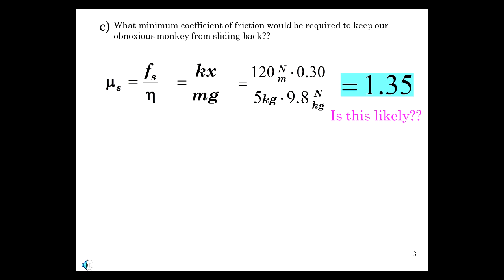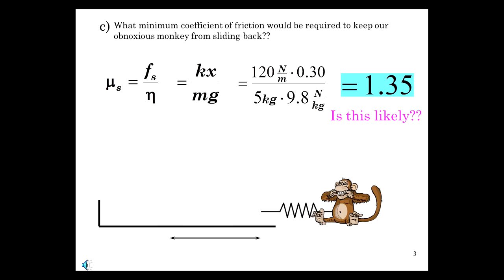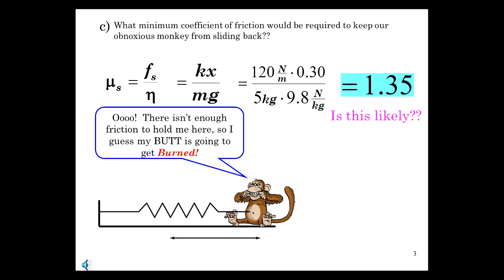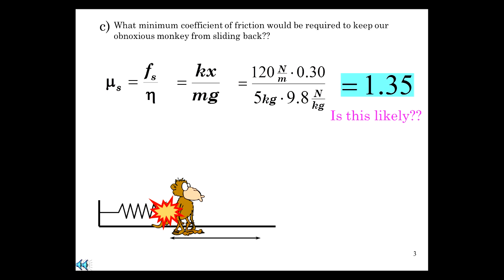So it's not all too likely that the coefficient of friction is going to be that high, which simply means that our obnoxious monkey is going to slide on this rough platform. And that should cause his little butt to get burned a little bit. And as I said before, he deserves to be punished. And so maybe this will be a little bit of justice due this obnoxious monkey.